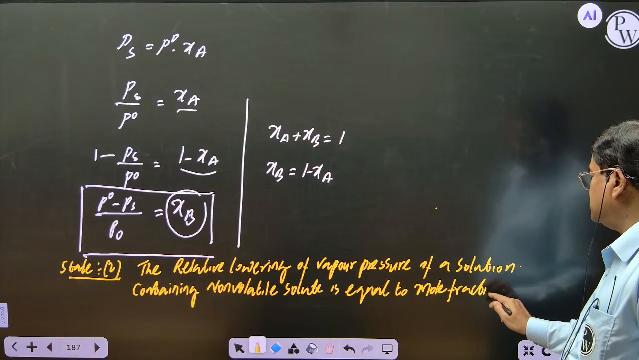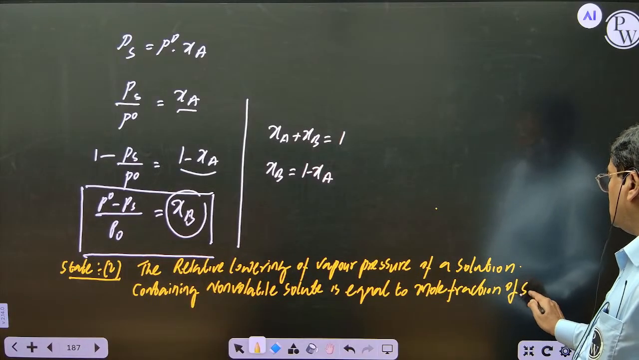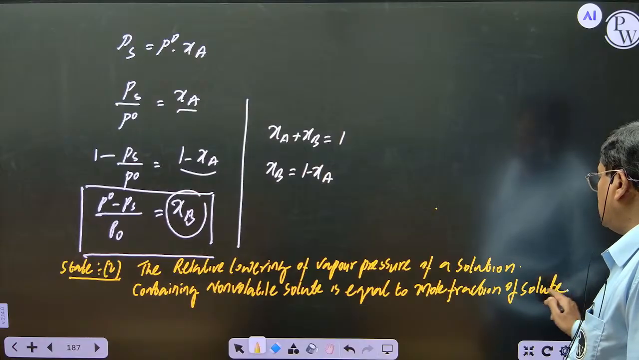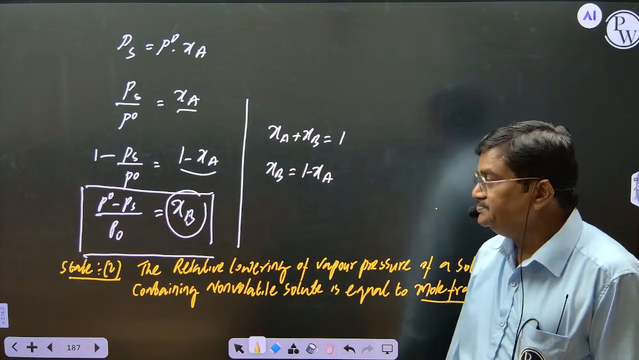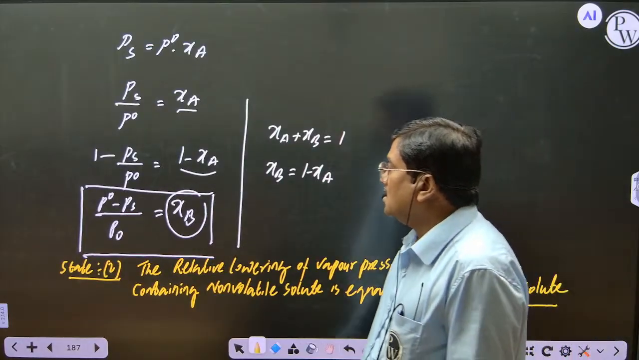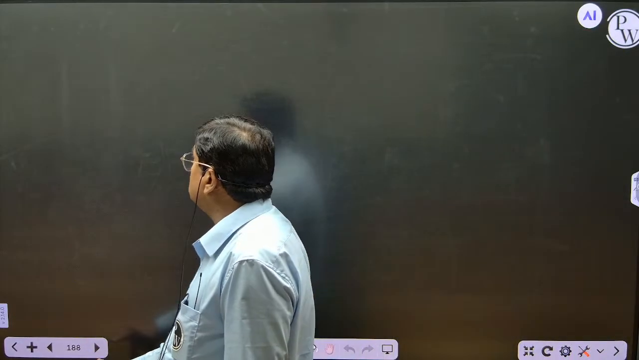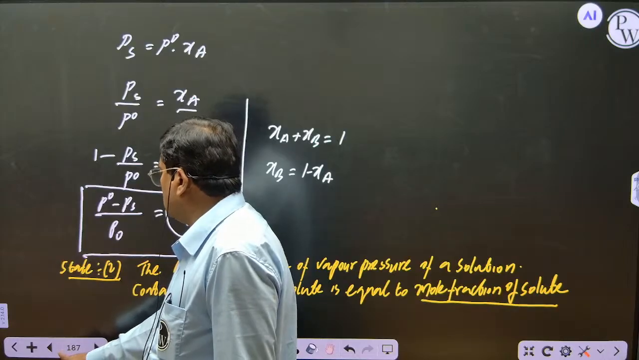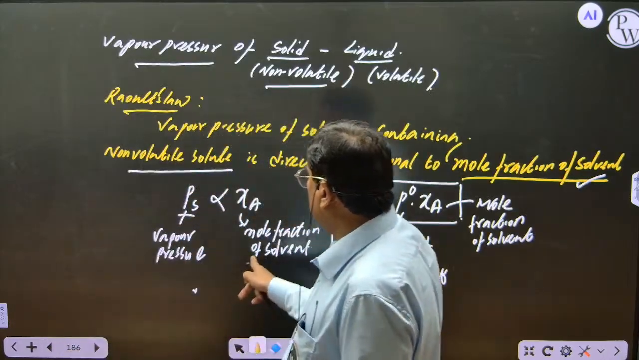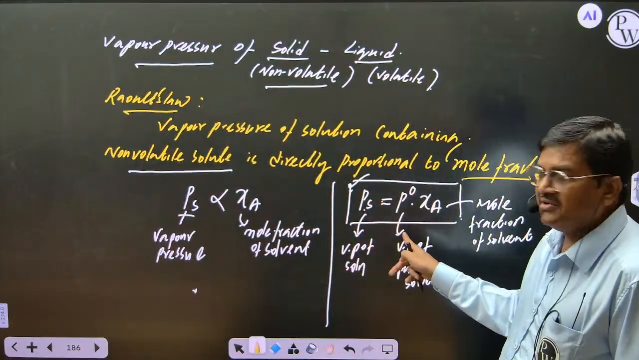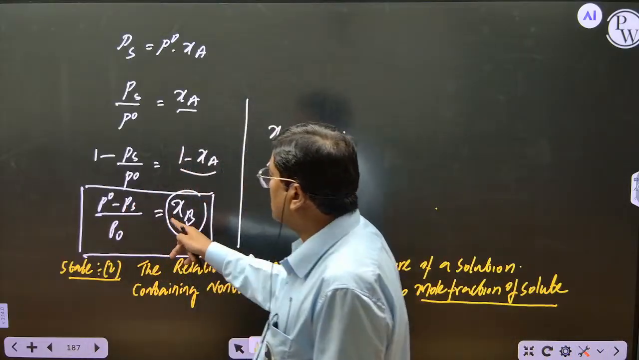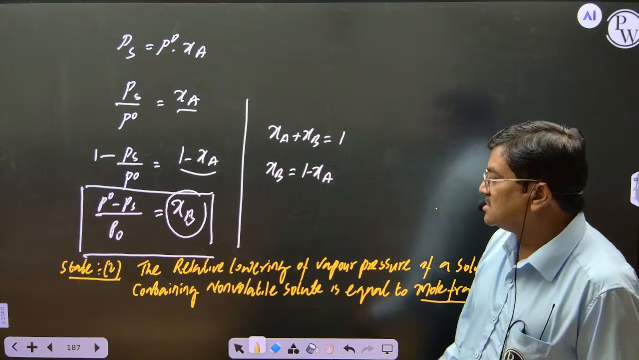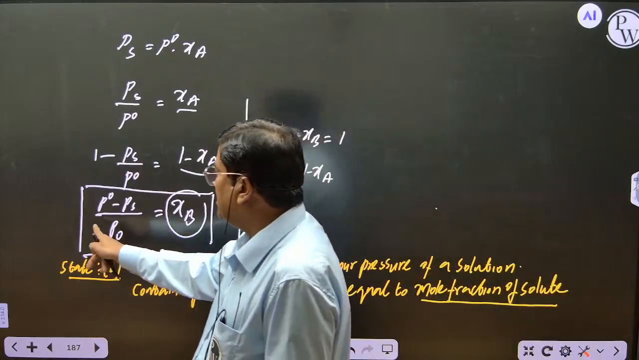Understood this statement, all of you? This was the second statement we can write from Raoult's law, very, very important. Actually, from Raoult's law we wrote a relation: P naught minus P by P naught. This is called the relative lowering of vapor pressure.